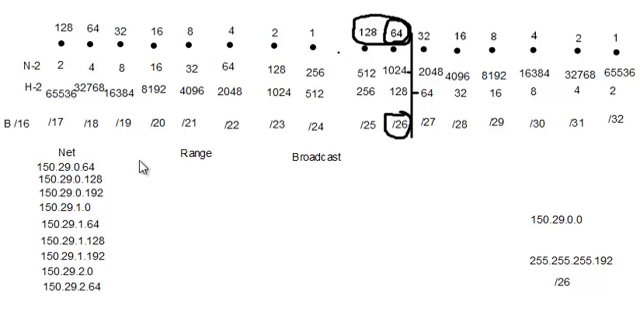And then we need to figure out what the range and the broadcast is, and I'm going to show you how to do that right now, the easiest way. All right, the broadcast is always one less than the next network. So if the network is 150.29.0.128, the broadcast in front of it would be 127, right?